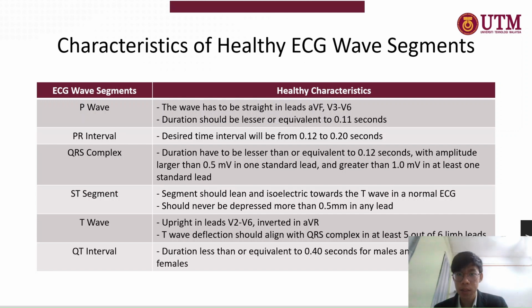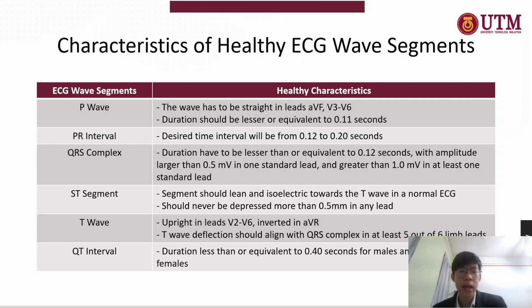For the PR interval, the desired time interval needs to be between 0.12 and 0.20 seconds. For the QRS complex, the duration has to be less than or equal to 0.12 seconds, with amplitude larger than 0.5 millivolt in one standard lead and greater than 1.0 millivolt in at least one standard lead. For the ST segment, the segment needs to be isoelectric towards the T wave in a normal ECG, and must never be depressed more than 0.5 millimeter in any lead.